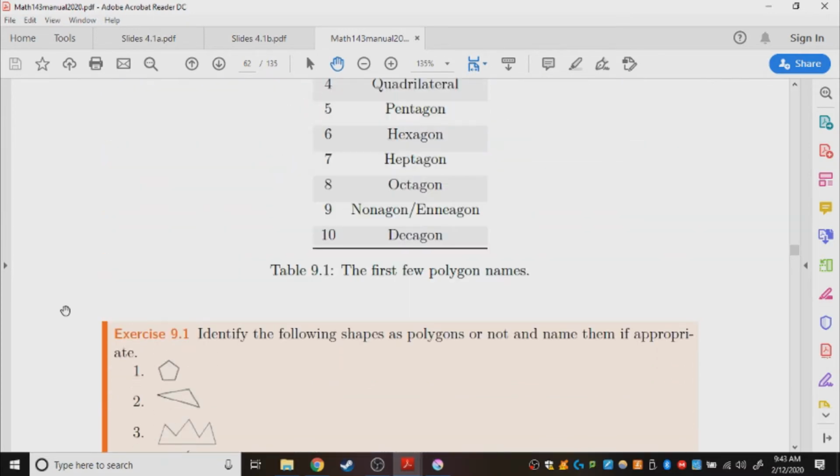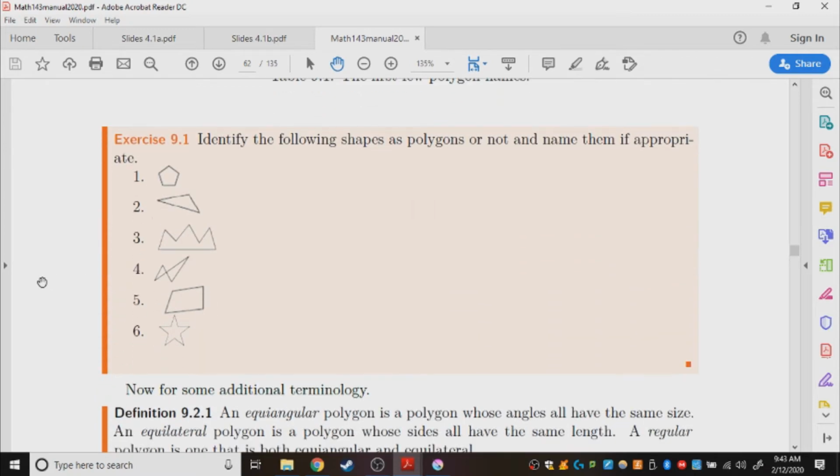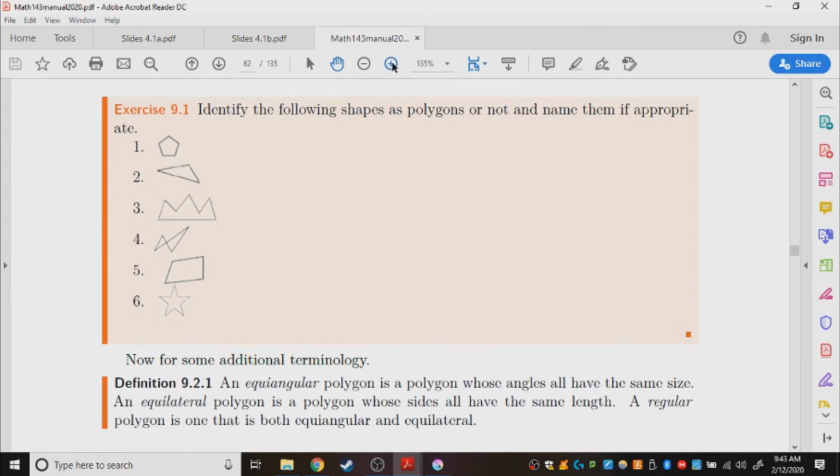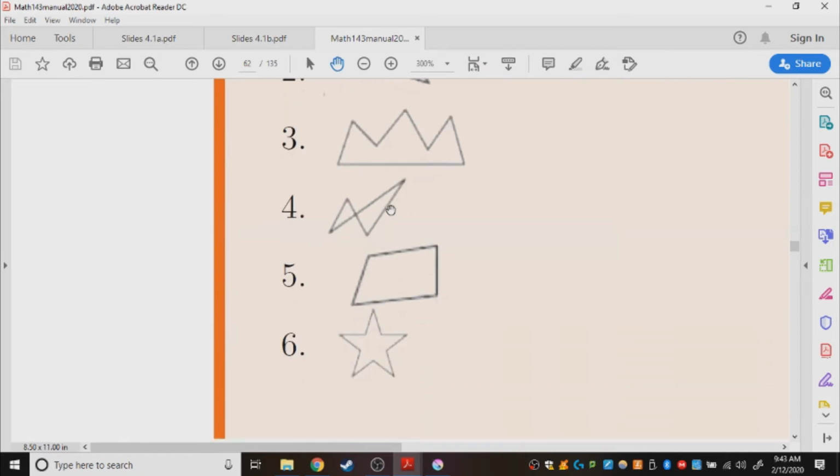The only exception is in the case of 9, it has 2 names. You can call it a nonagon or an enneagon. Who knows why? I don't speak Greek. And the last one's a little hard to see, perhaps. It's not the best resolution pictures I have here.